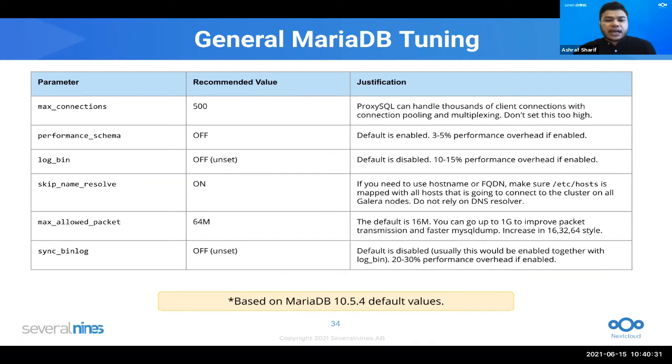Another thing is max_allowed_packet, which can be set to 32 meg or higher. You can go up to 1 gig if you heavily rely on mysqldump for backup. You can also turn off sync_binlog to improve performance, especially when you enable the binary log for the asynchronous replication slave. So set this value to 1 for full durability, with a 20 to 30% performance overhead.